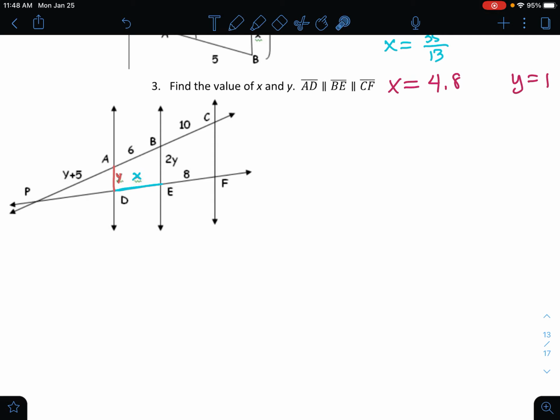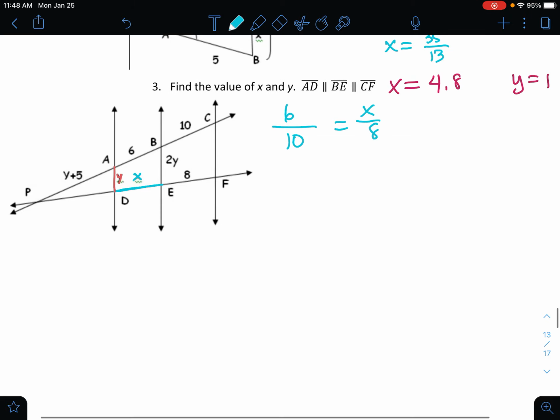So let's start with x. I'm really just going to focus on this part right here. This is the theorem. If you go back a page, it's the top theorem. So I have 3 parallel lines and 2 transversals. So I'm going to be able to ratio 6 over 10, x over 8. So I can do 6 over 10 equals x over 8. Okay, and then I can cross multiply, and then when I divide by 10, there's my 4.8.